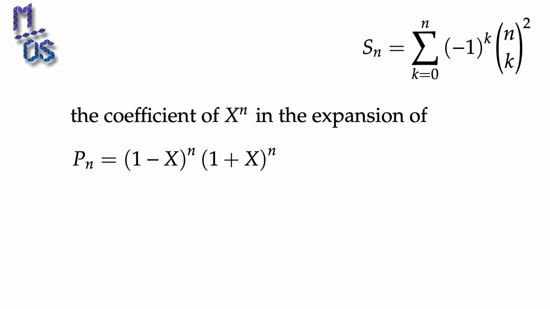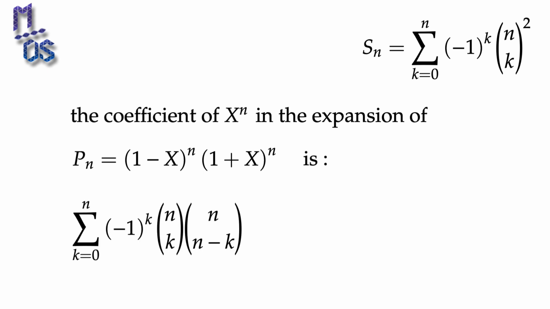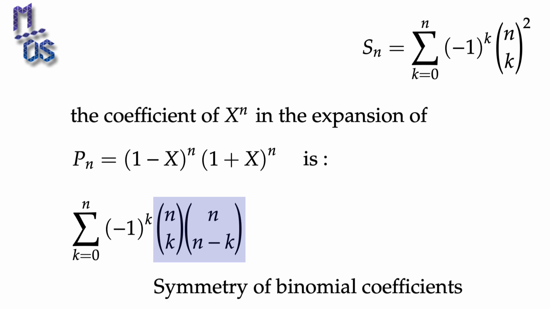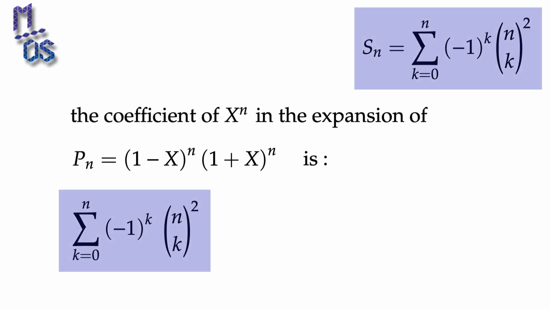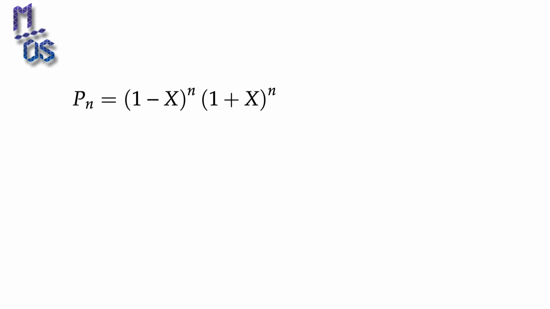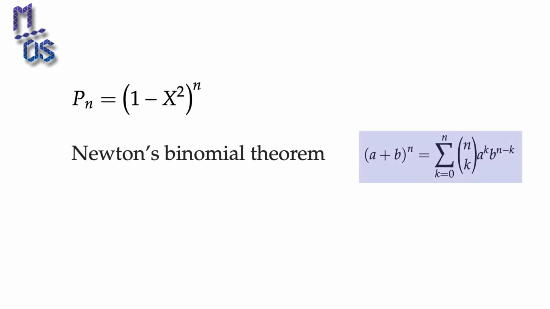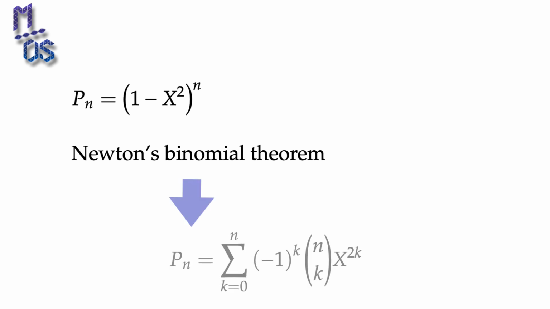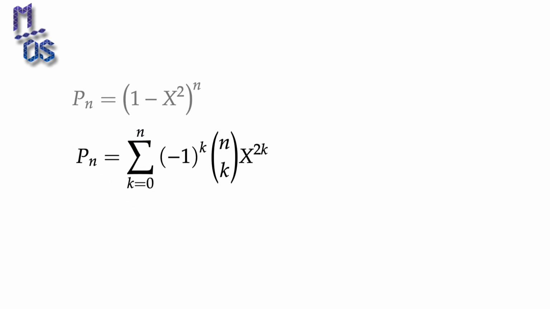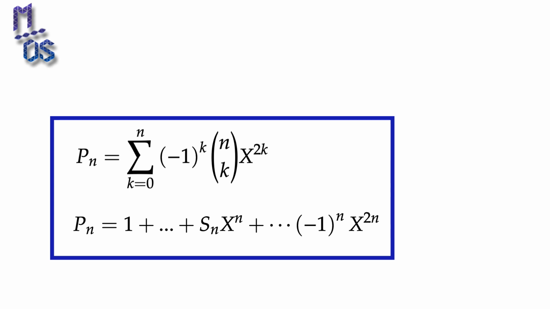Indeed, that coefficient appears at first glance to be the sum for k equals 0 to n of -1 to the k multiplied by the product of n choose k by n choose n minus k. But we know that binomial coefficients are symmetric, which means that n choose k and n choose n minus k are exactly the same. On the other hand, we obviously have P sub n equals (1 minus x squared) to the n, and using Newton's binomial theorem, we see that P sub n can be written this way. Comparing both expressions leads finally to the following conclusion.